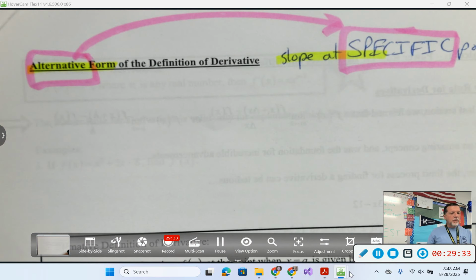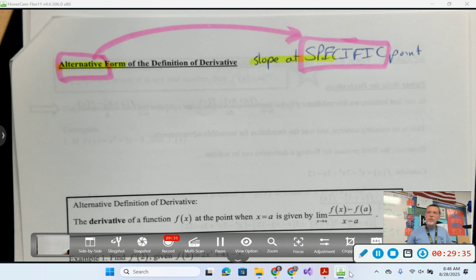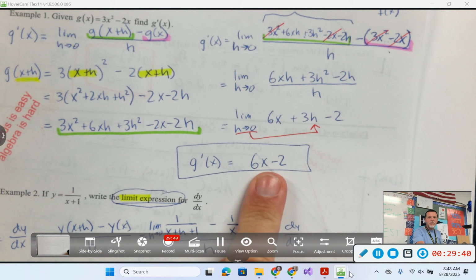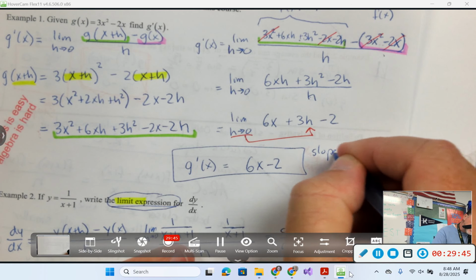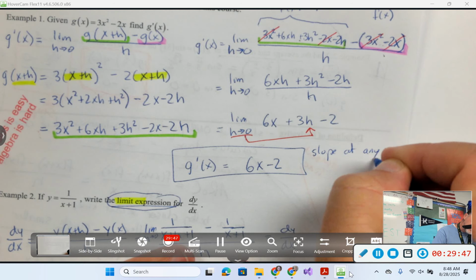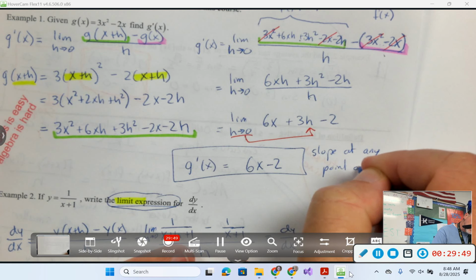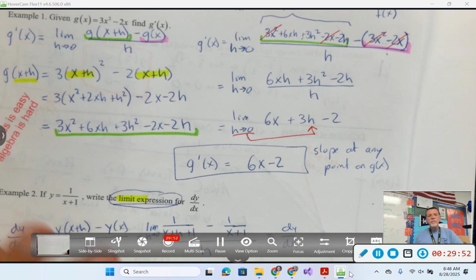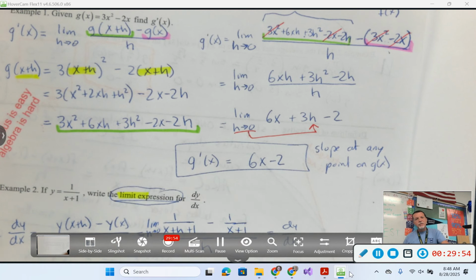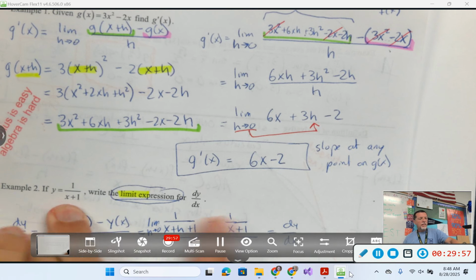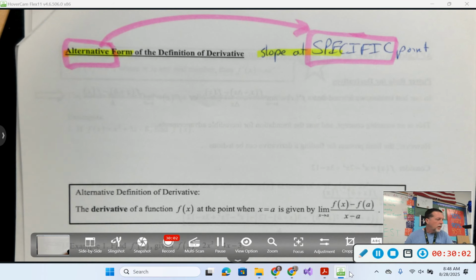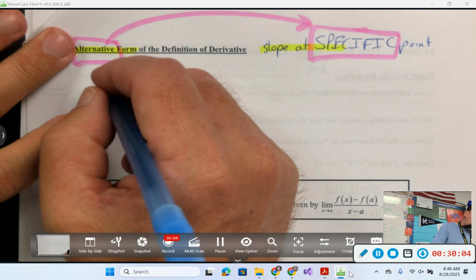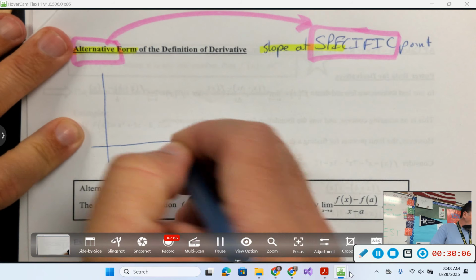The alternative form means slope at a certain particular point. What we had done before, like that 6x minus 2, that would tell me the slope at any point on g. I would just plug in whatever x is, and I would know the slope at that point. That's the more generic definition. The alternative form is a specific point, although it comes about the same way.